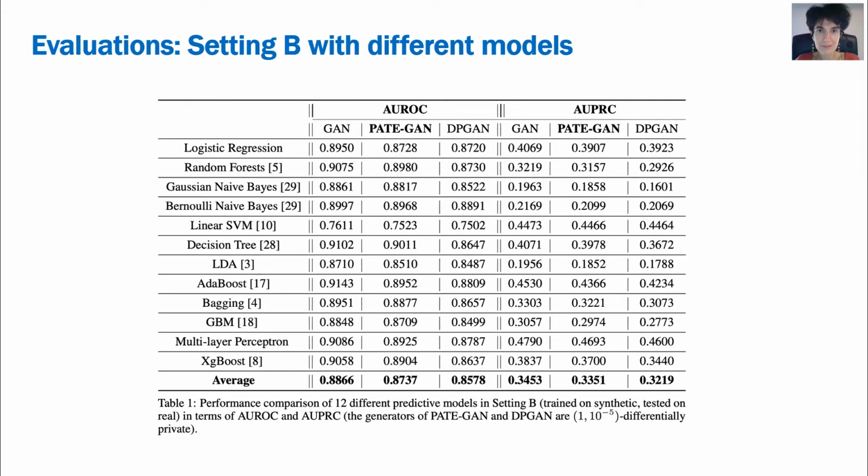These results show the performance in the setting where we train the model using synthetic data and test on real data. The baseline we use is DP-GAN. We also add GAN as another baseline, but note that this does not provide any privacy guarantees. As you can see in this table with different models, PATEGAN achieves the best performance, followed by DP-GAN. This means that the samples generated by PATEGAN preserve the feature-label relationship of the real data better than DP-GAN.